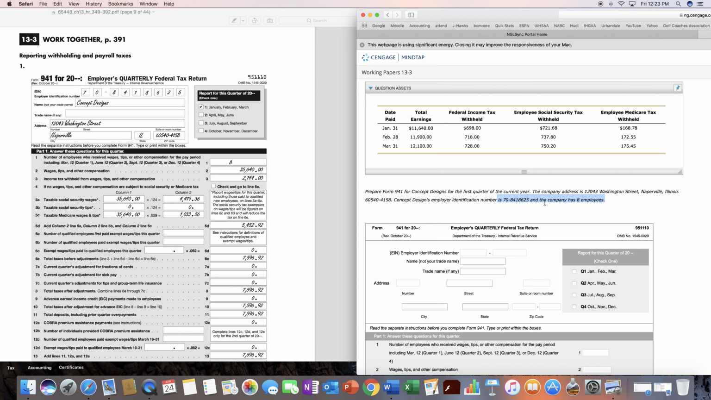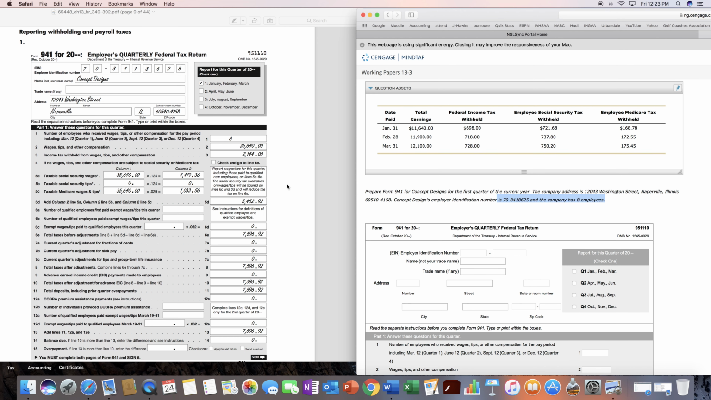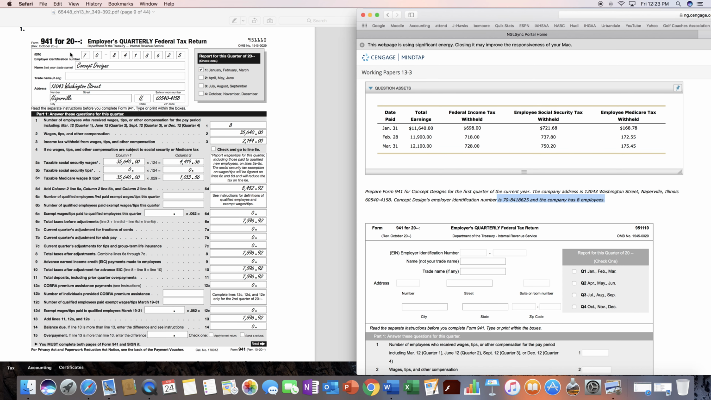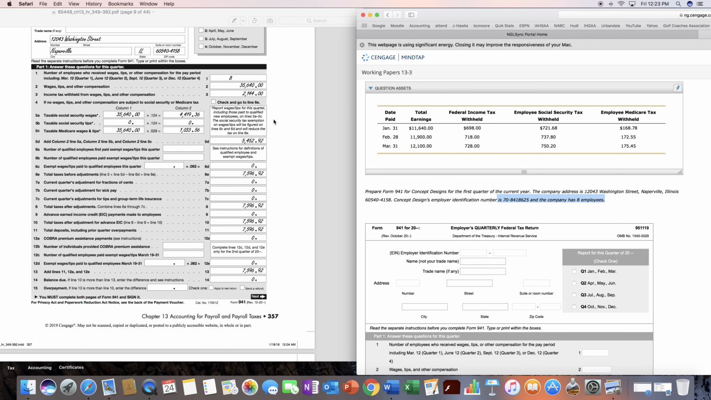The number here goes up into the employer identification number, you have the company address, all that information is here. So that's just the heading for this 941. It's an employer's quarterly federal tax return. Quarterly means every 3 months. So the months we're looking at are our earnings and our taxes withheld for January, February, and March.